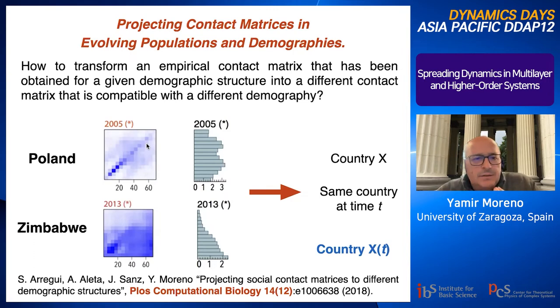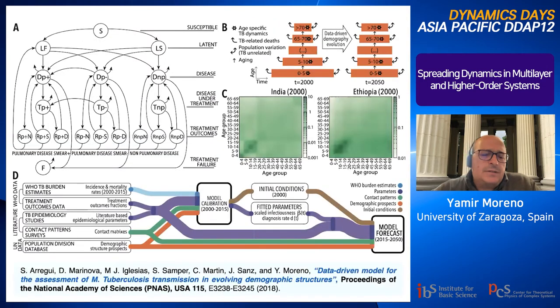Why is this important? Because there are some diseases, not only COVID-19, that critically depend on the age of the individuals. One of these examples is tuberculosis. Here I am showing you a very complex model that we developed to study transmission dynamics of tuberculosis. In the upper left corner, you see the compartmental model that represents the natural history of tuberculosis. And you see that it's much more complex than a SIR model, because you have susceptibles, you have latent states, but then you have a lot of different disease outcomes and treatment outcomes, because tuberculosis is really complex.